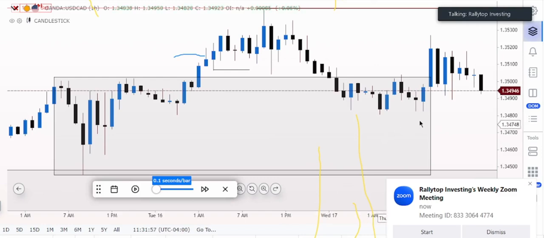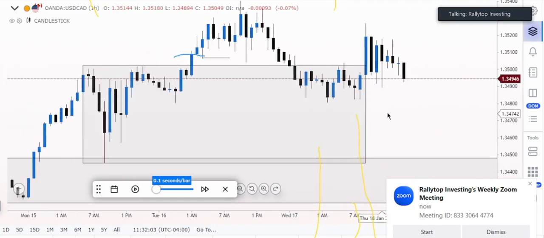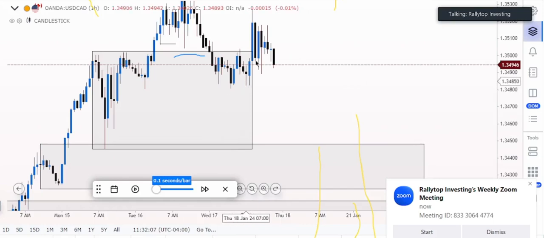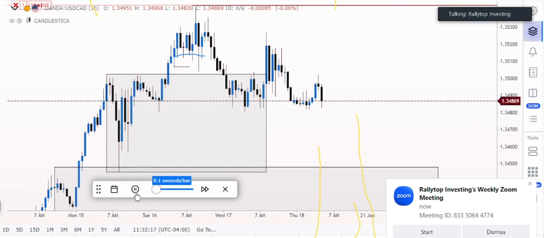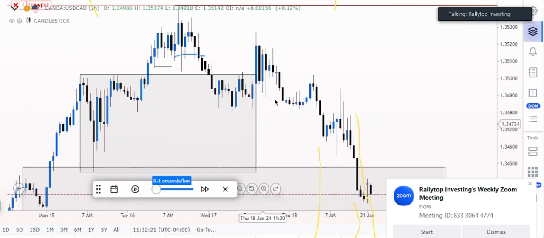As you can see, it took price a bit higher. All right? I want to zoom out. It took price a bit higher, but failed to take out this major high here. It failed to take it out. So let's continue to advance price. And boom. It failed. Can you see that?